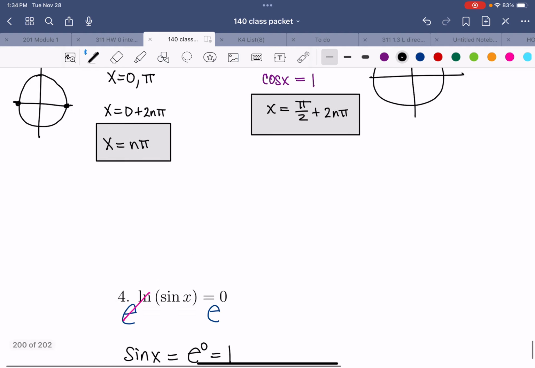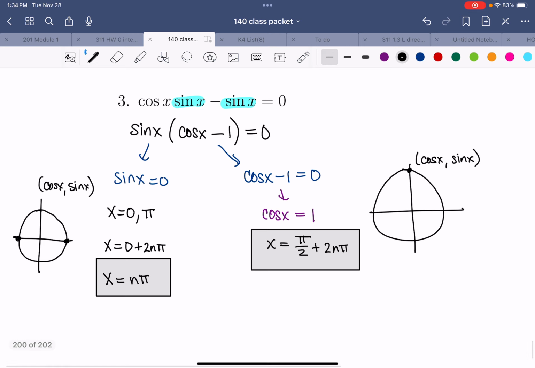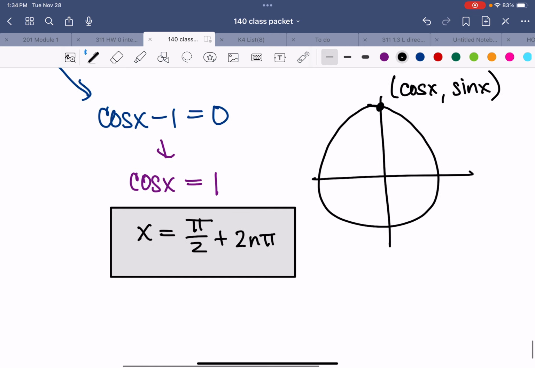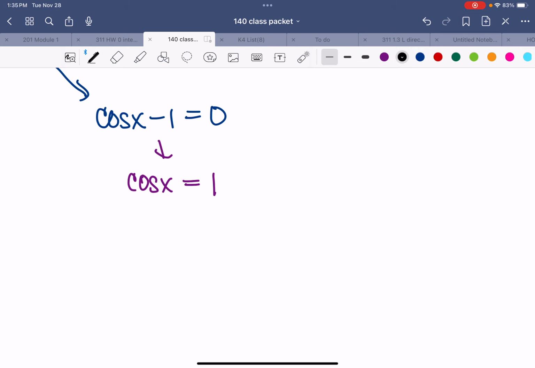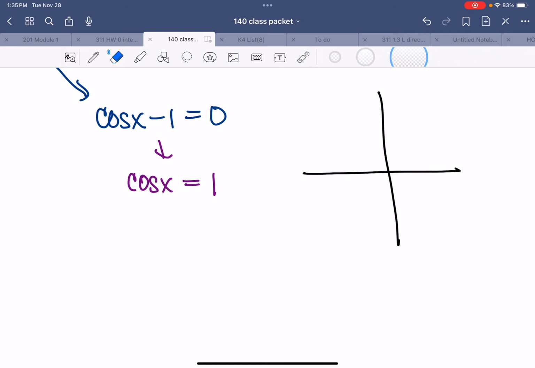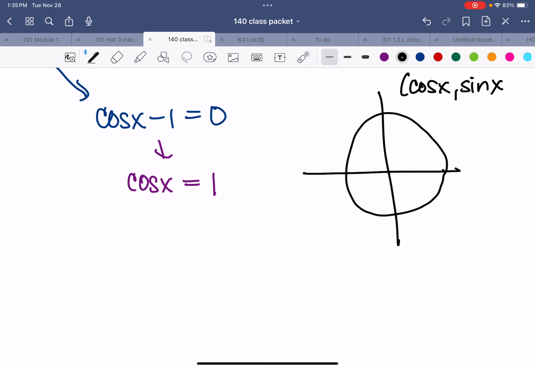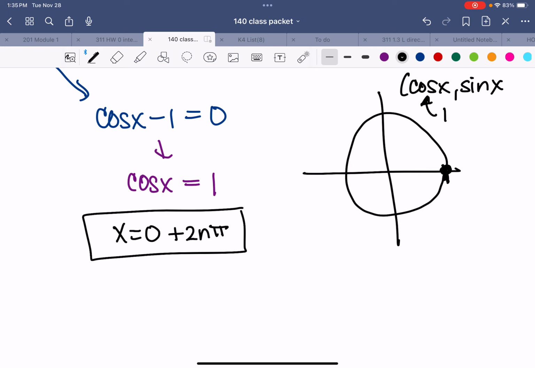Now I have to go back and fix something, because up here, I said that cosine was equal to 1 at pi over 2. Let's fix that. Okay, let's again look at our unit circle. And I'm looking for the first coordinate to be 1. That's not the height, that's not the y, right? That's the x. So x is equal to 1. That would be over here when my x is 1. And so that's at 0. So this is when x equals 0 plus 2n pi. So, or we can just make it 2n pi.